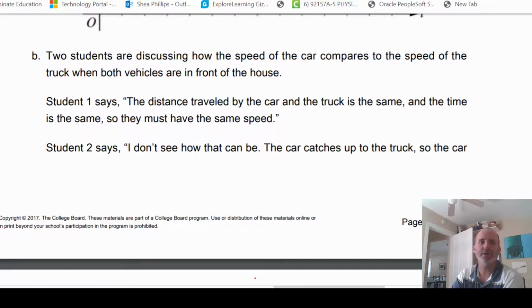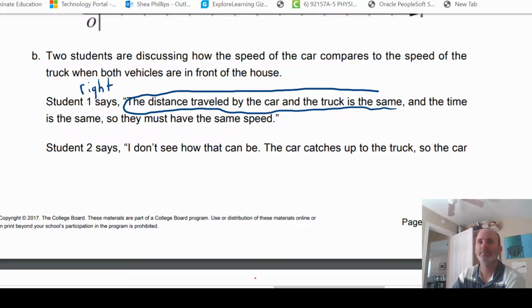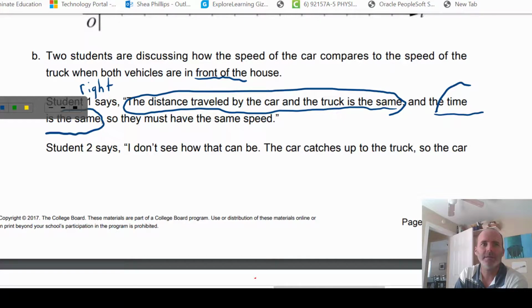All right, let's look at what is right there. So student 1, what is right? R-I-G-H-T. The distance traveled by the car and the truck is the same, so this looks right. And the time is the same. Okay, this looks right. So they must have the same speed, but they don't. In front of the house, they do not have the same speed.